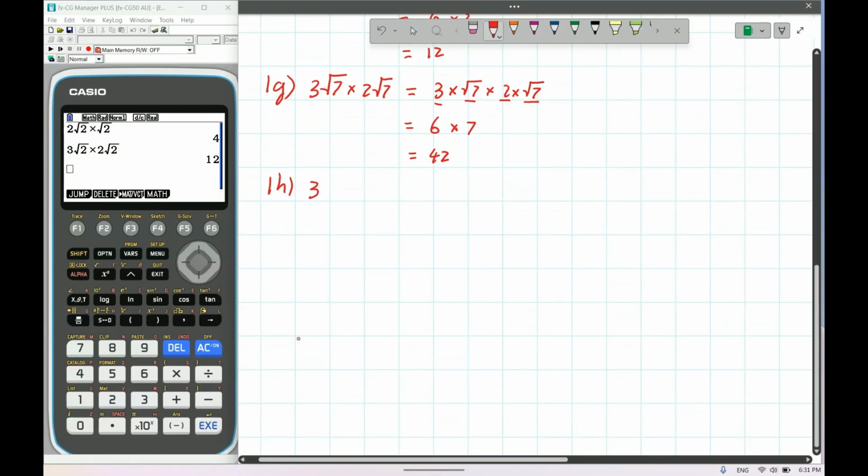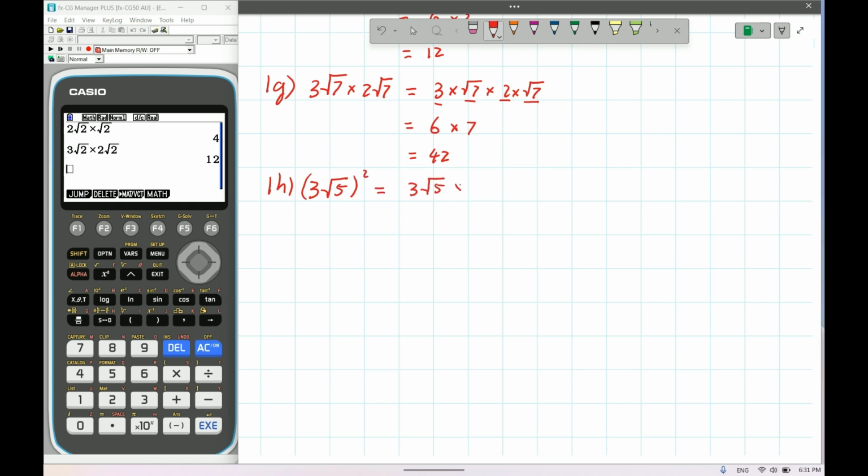So 3 root 5 squared. I'm just going to write it as 3 root 5 times 3 root 5. If you're at the stage where you can see where this is going, you're welcome to skip some steps. So the 3 and the 3 make a 9, and the root 5 and the root 5 make a 5. 9 times 5 is 45.